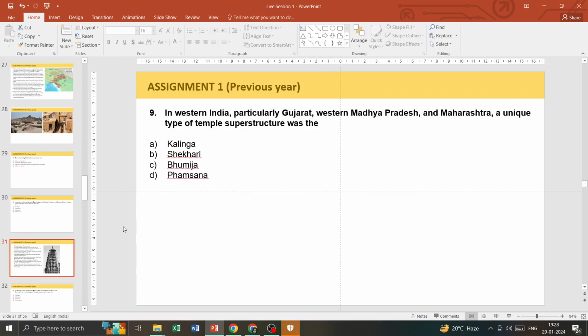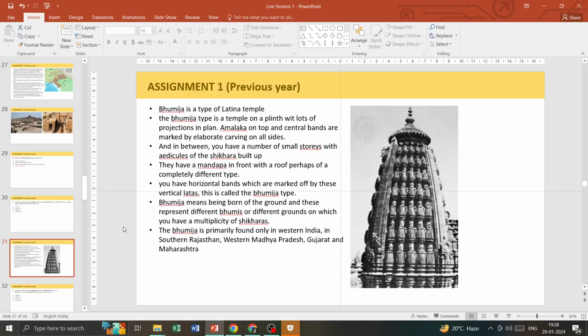So, what happens in Bhumija temple? The name has come from Bhumi, which means ground or earth. It's called a Bhumija temple because there are different levels in the Shikhara, and each level is seen like another ground, and all these grounds have miniature versions of Shikharas. So if you look at this image of the temple, you see that there are several Shikharas on each level, and each level is considered a different ground. That's why Bhumi, and that's why it's called Bhumija.